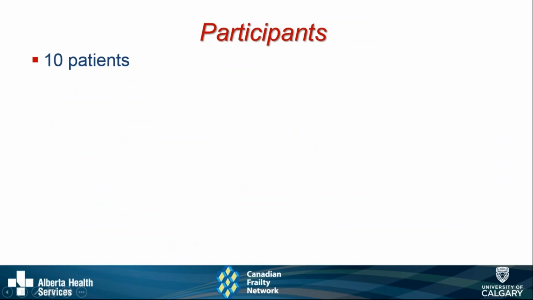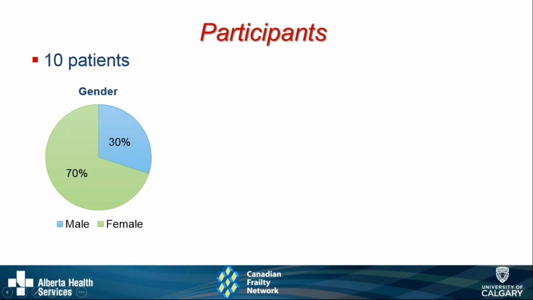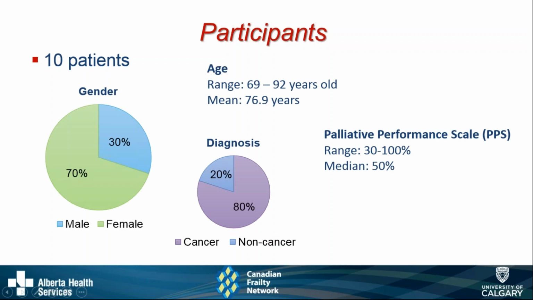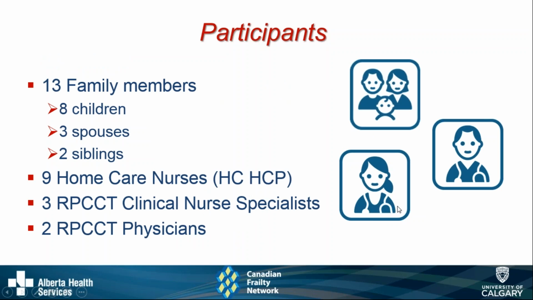So we had 10 patients enrolled, who were mostly female at 70%, with a mean age of 76.9 years. 80% were diagnosed with cancer, had a median PPS of 50%, and there was a complete split in the type of consult. Other participants in our study included 13 family members, which were 8 children, 3 spouses, and 2 siblings, 9 home care nurses, 3 clinical nurse specialists, and 2 physicians. Our complete sample of participants was about 37.